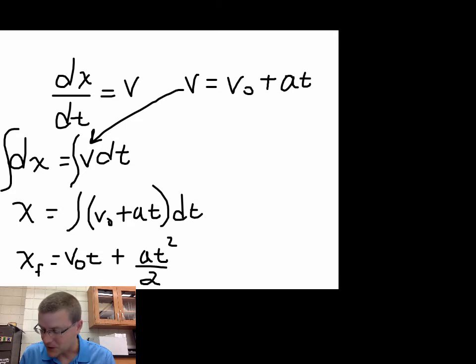The final position of an object is v0 times time plus 1/2 at squared. Again, adding in the constant of integration would be adding in our initial spot. And if I move the initial position to the other side, that'll just give me that delta x that we had last time. Integrating the velocity with respect to time takes you all the way back to give you position.